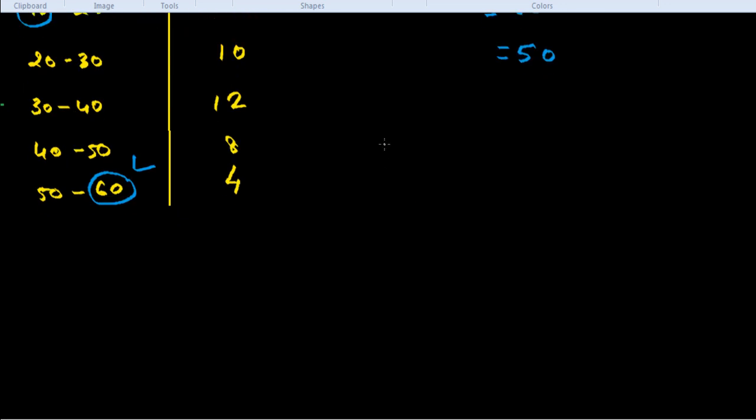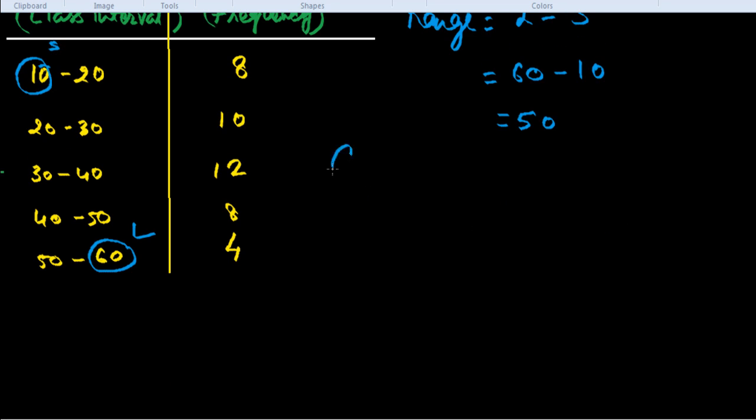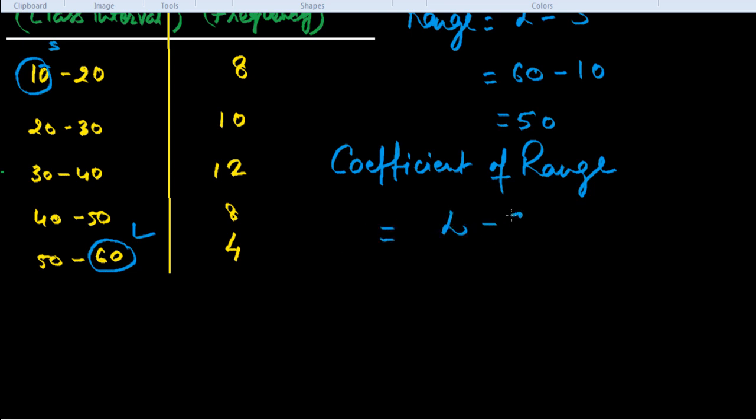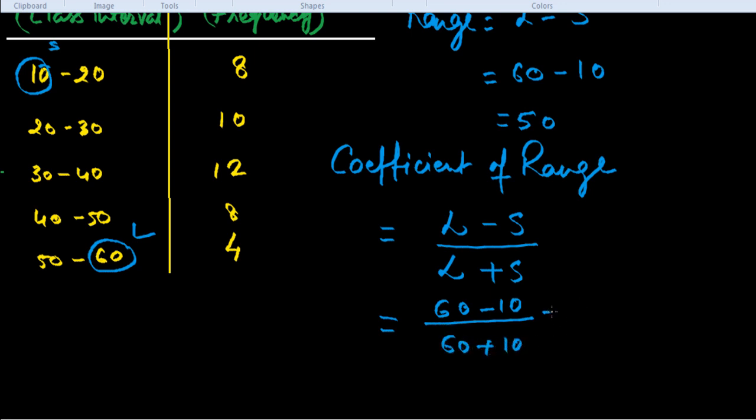And the coefficient of range, if we have to find out, coefficient of range is equal to L minus S over L plus S. So we write here 60 minus 10 over 60 plus 10. So it is 50 over 70. We get here 0.714. So this is the coefficient of range of this continuous series.